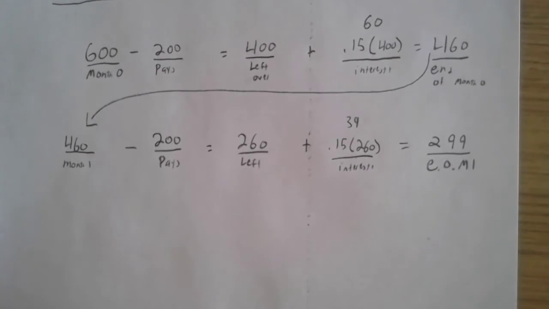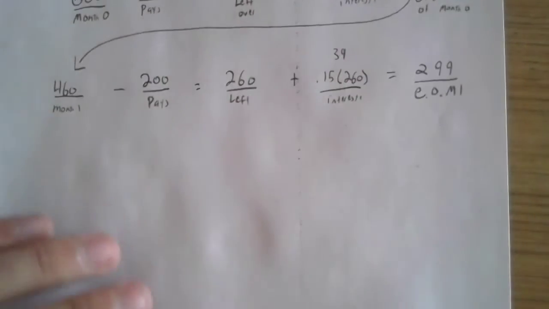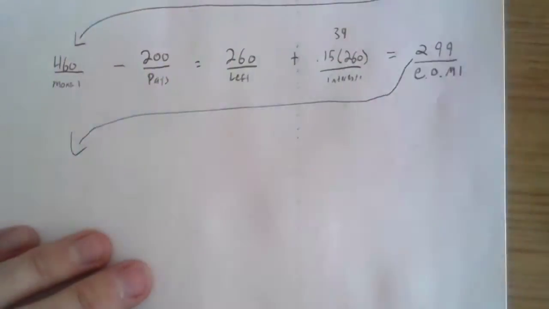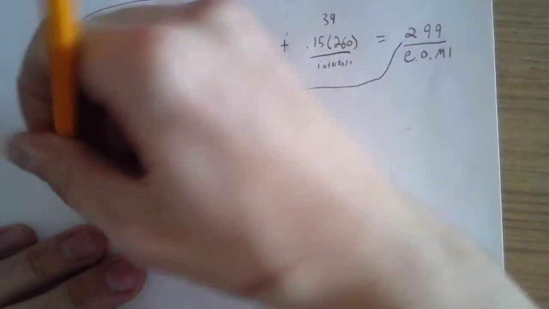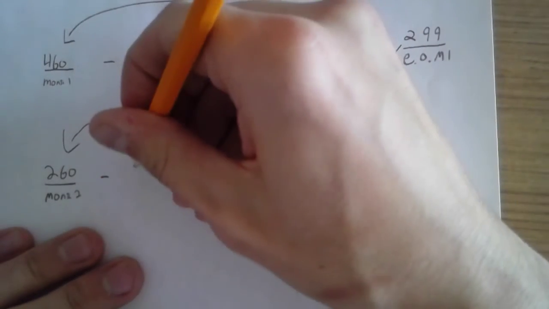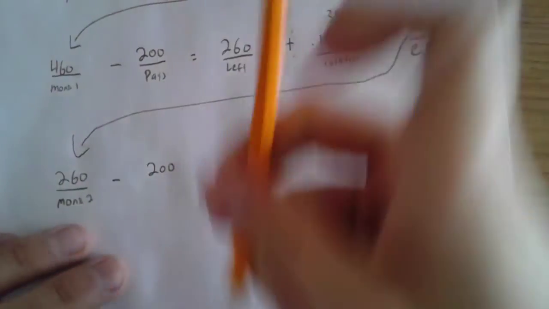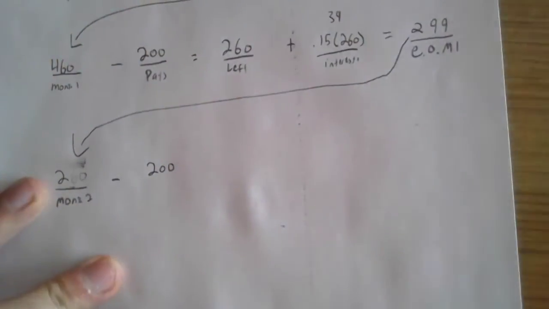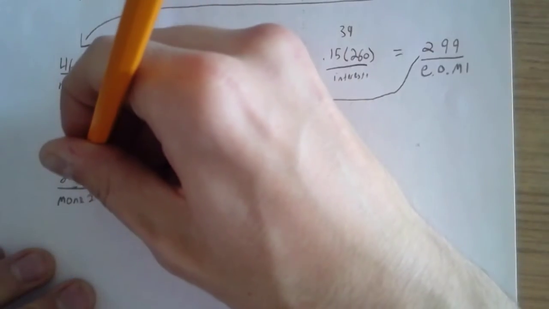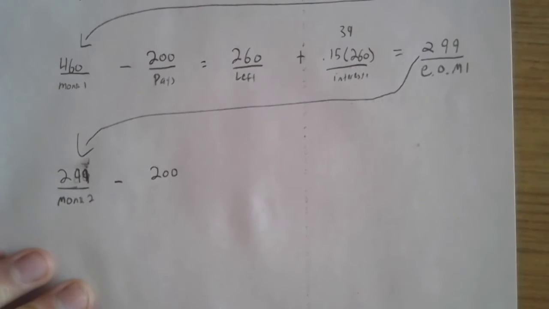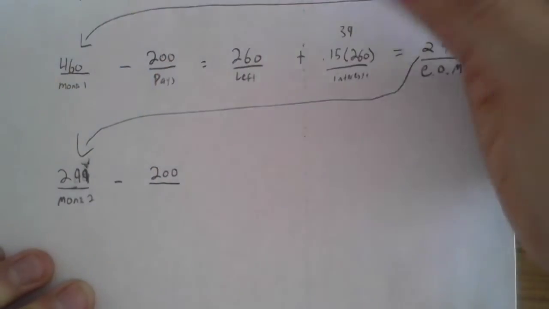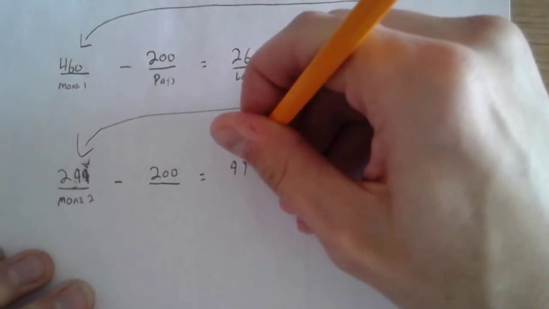So we're still not at 0. We still have debt left, so we have to keep continuing the process. So we take this value right here, and drag it on over. Oh, I'm sorry, not 260, it's 299, because that is our last month. 299 is the amount that we are starting with at the beginning of month 2. We are subtracting another $200 that he is paying, and what we are left with is $99.